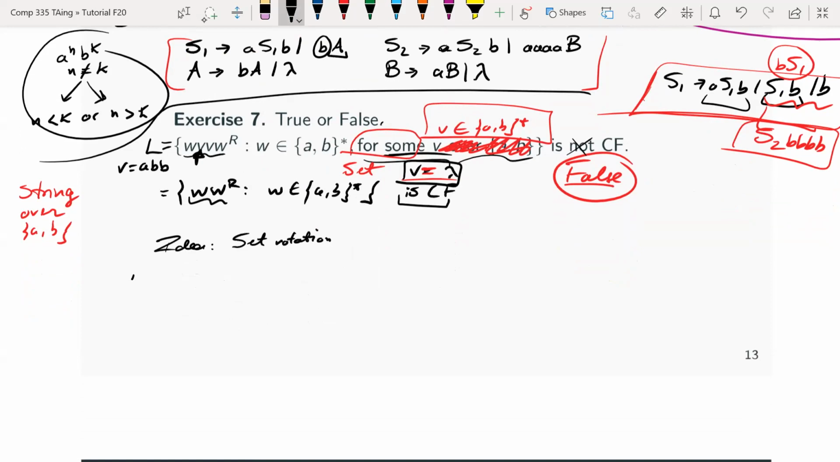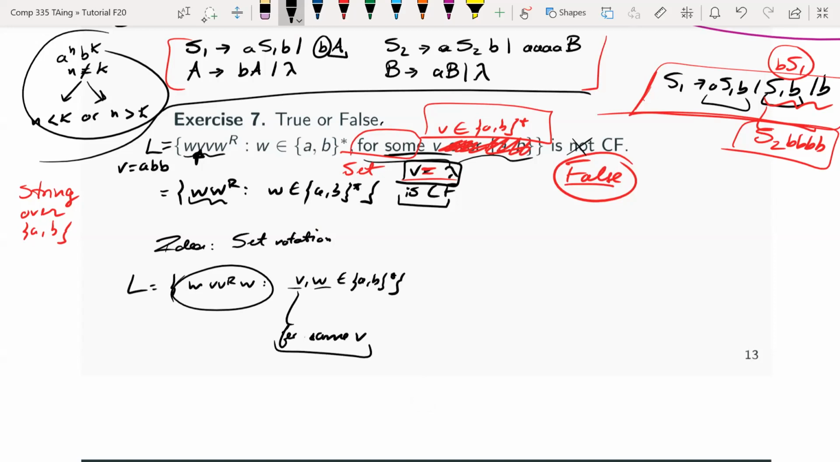So if this was L is WVV^RW, and it was VW in {A,B}*, then this is saying for any possible setting of V and W, all of these possible strings, right? But this is very different from for some V, because for some V, you're allowed to pick which V you want. In this one, this is any of the possible V's that can be created over the alphabet {A,B}, okay? Because you can find one particular setting of V such that this is context free, then that leads to L being context free, okay?